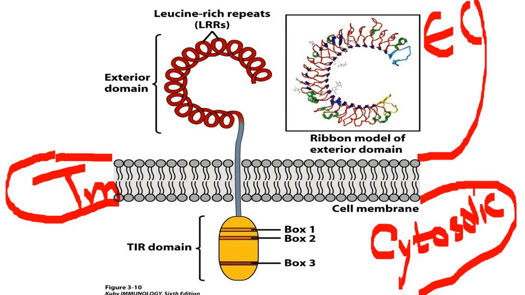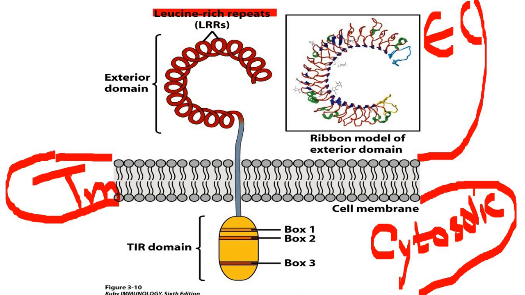Remember students, the extracellular domain consists of LRRs, that is leucine rich repeats, that is the exterior domain or extracellular domain. This is a ribbon model of the exterior surface. You have repeats of leucine rich repeat, that is LRRs. Overall the structure is like a hairpin loop, you can see. Then you have the transmembrane domain and the cytosolic domain.